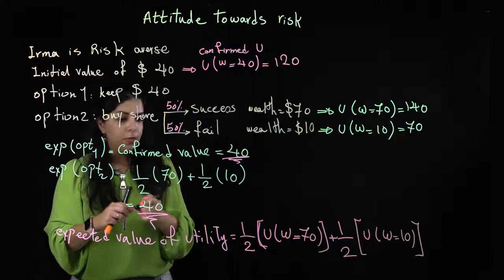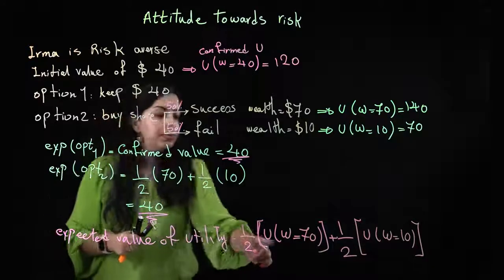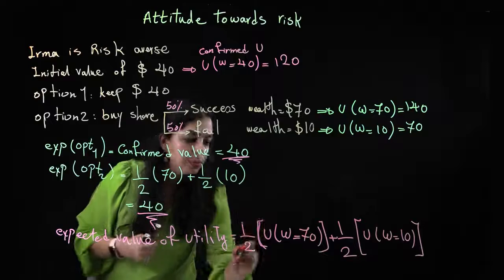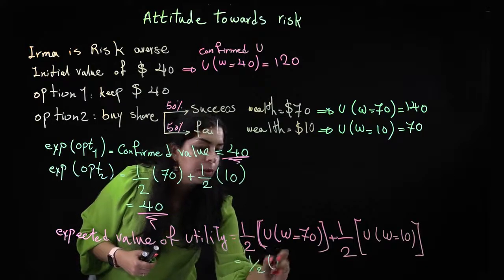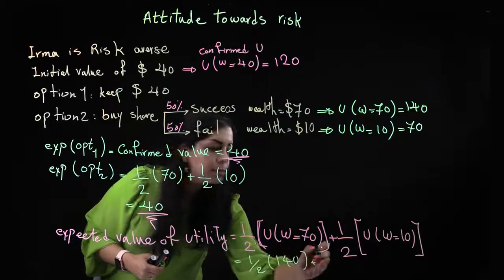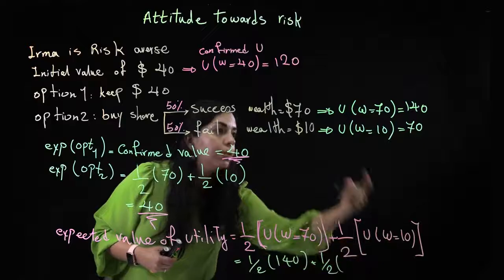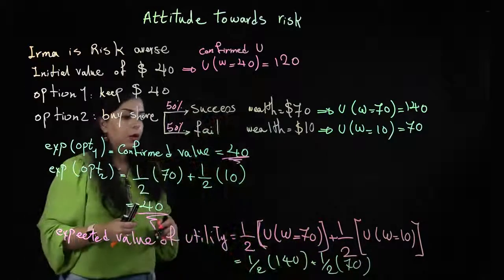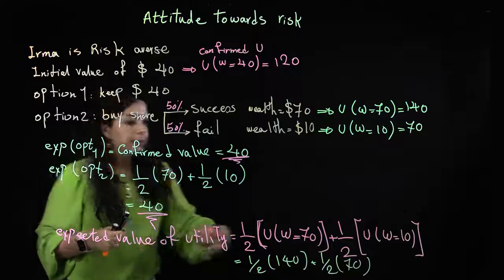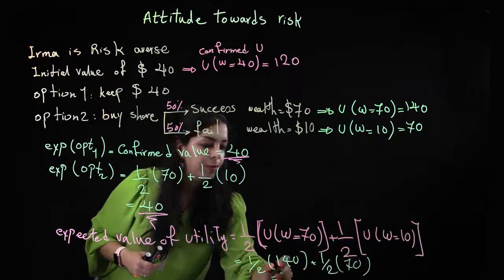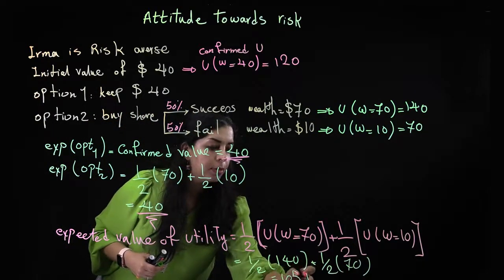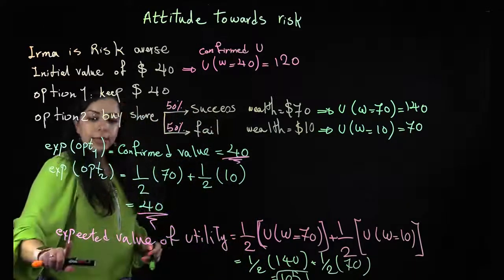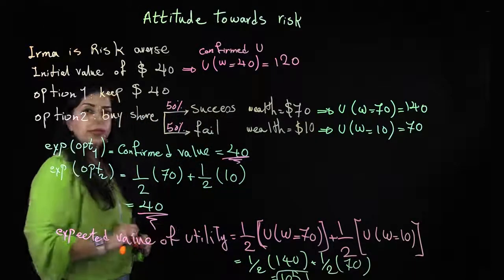Am I right? So now the values are given. The utility of 70 is equal to 140, so we can put here 140, plus the utility of 10, which is given as 70. How much is this? It is equal to 105. So this 105, what is it? It is the expected value of the utility.